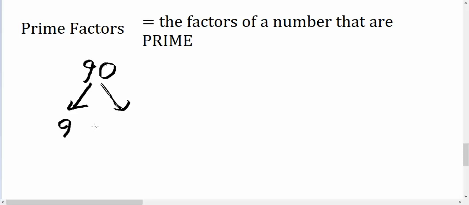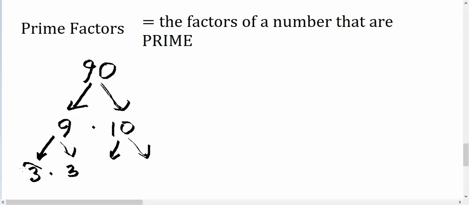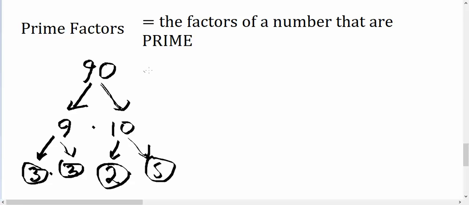Well, 9 times 10 gives us 90. Great. Let's do two little arrows from the number 9 and two little arrows from the number 10. What two numbers can multiply to give us 9? Well, 3 times 3. Okay, and now 3 is a prime, so I'm going to circle that. What two numbers multiply to give us 10? Well, 2 and 5, and 2 is a prime and 5 is a prime, so I'm going to circle those as well. And so I can rewrite 90 as 3 times 3 times 2 times 5, right?